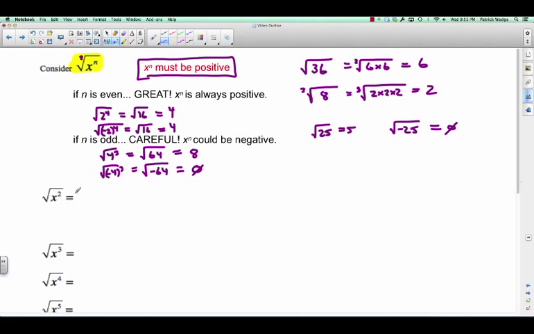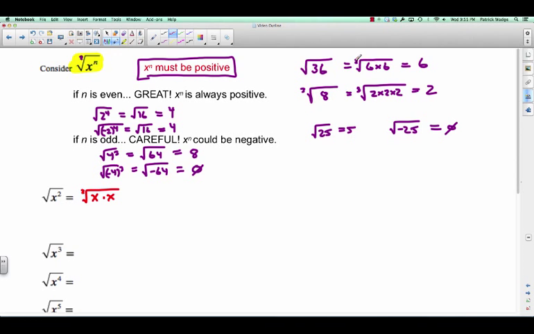Okay, so let's start looking at the questions down the side here. The first one says square root of x squared. And just as I did up here with writing the 6 times 6 and the 2 times 2 times 2, you could rewrite x squared as x times x. And we have a pair, and that's good because this is a square root. There's a little 2 out there.